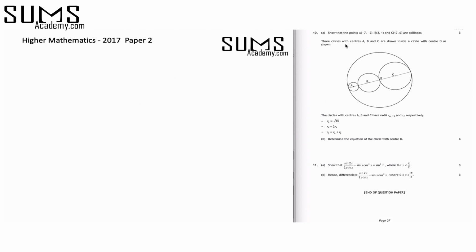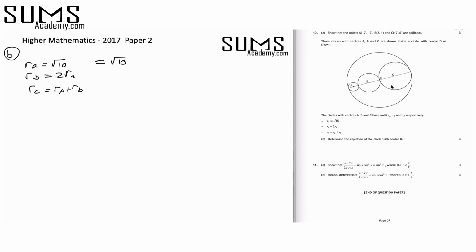Part B, 3 circles with centers A, B, C are drawn inside the circle with the center D as shown here. The circles A, B, C have the radii respectively, and we're told that RA equals root 10 and RB equals 2 root 10, and we're told RC equals RA plus RB. Well, let's ask what the question is first. Determine the equation of the circle with center D.